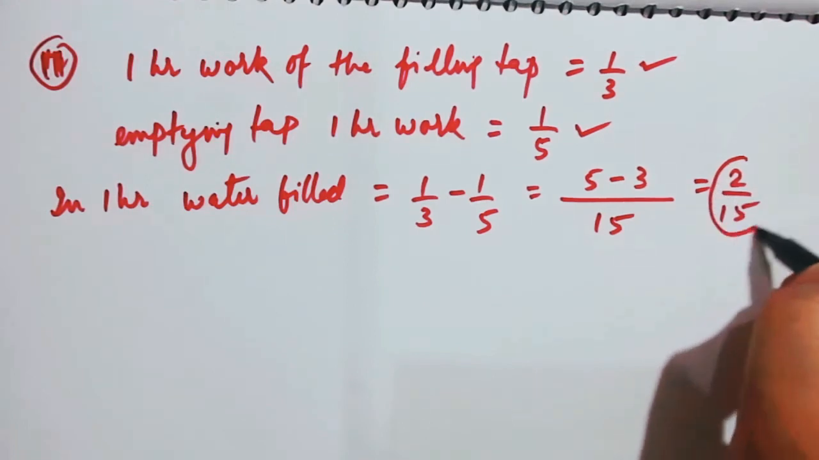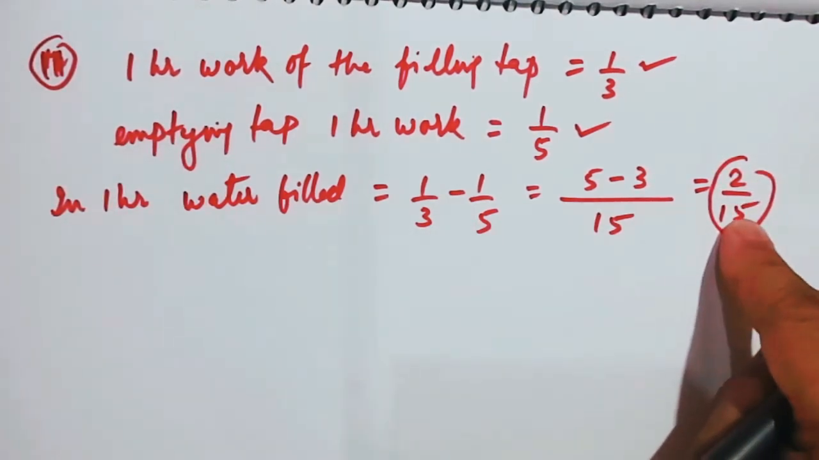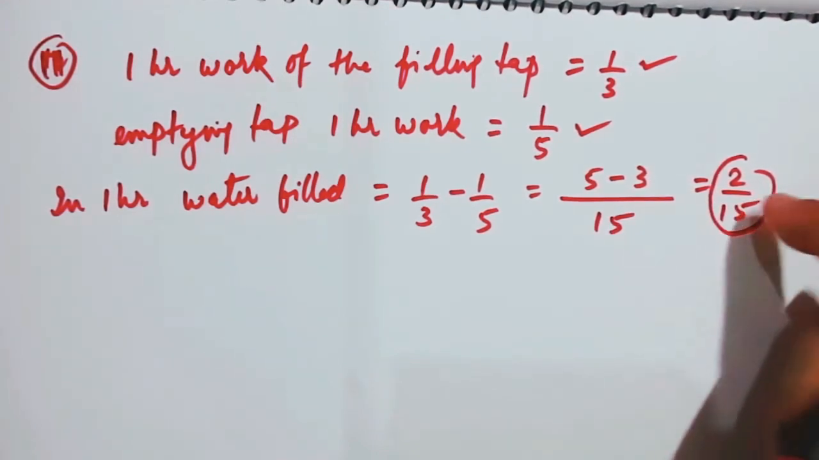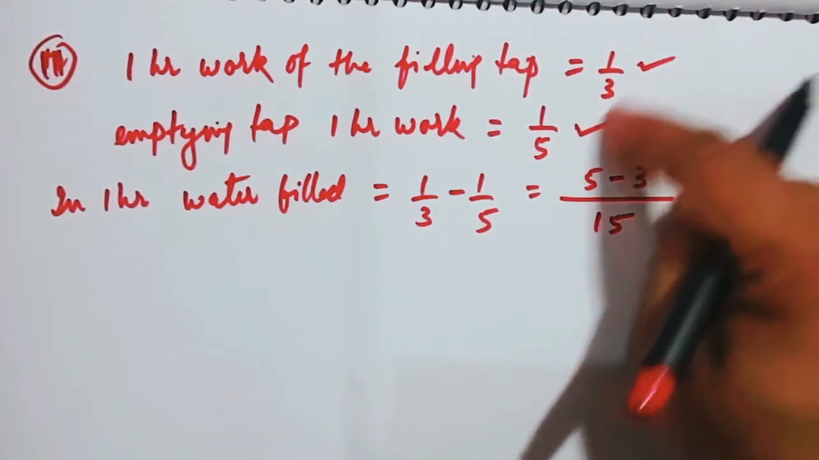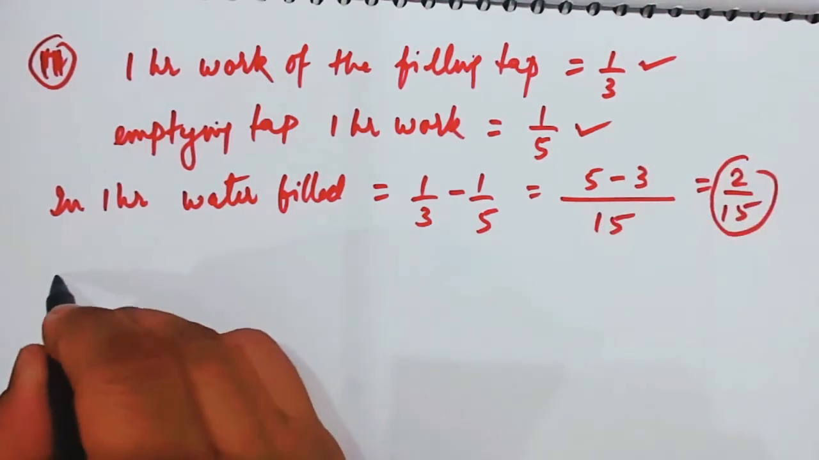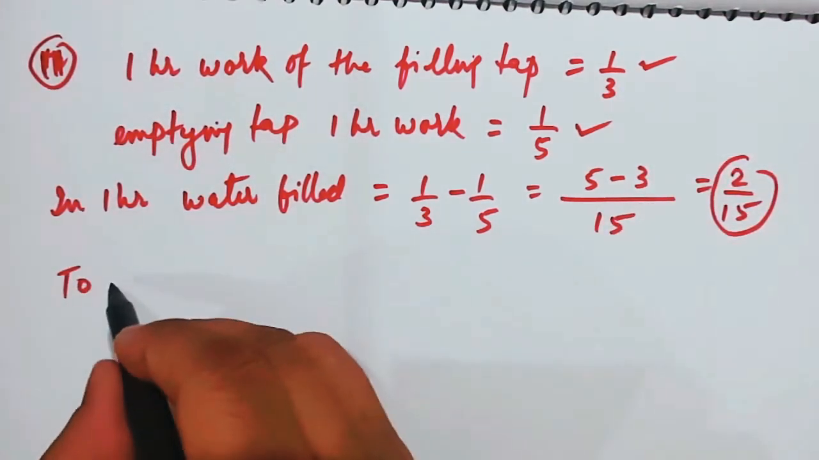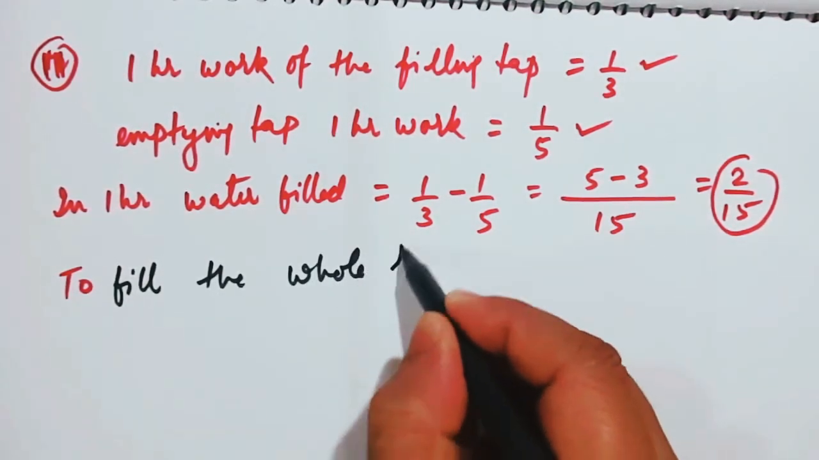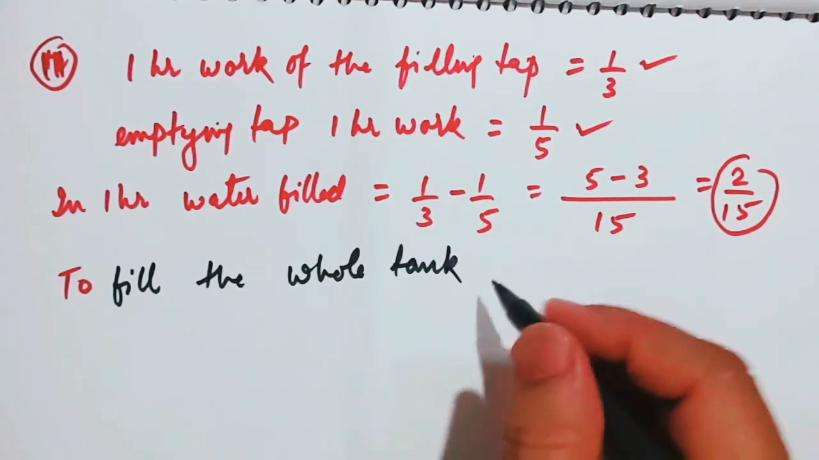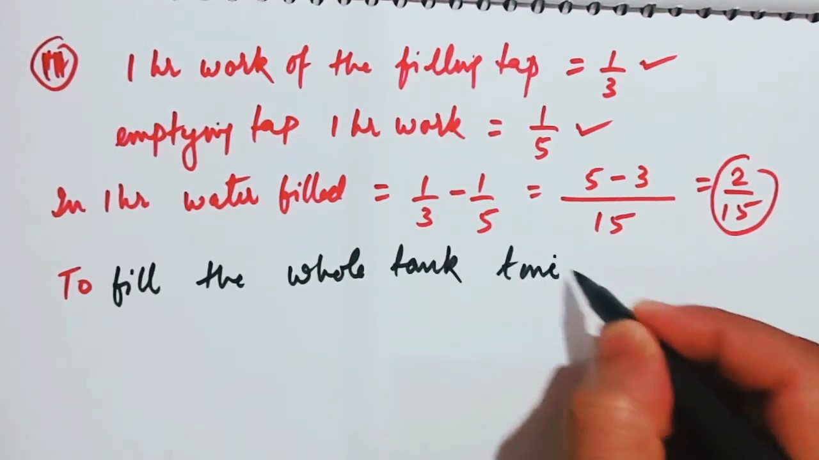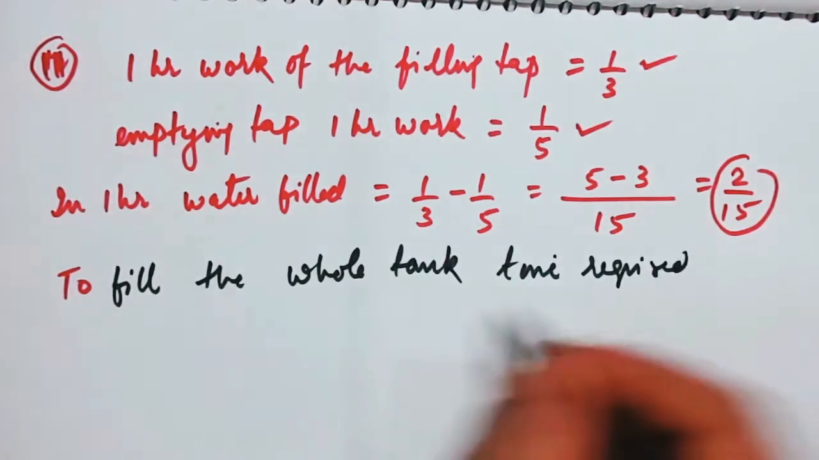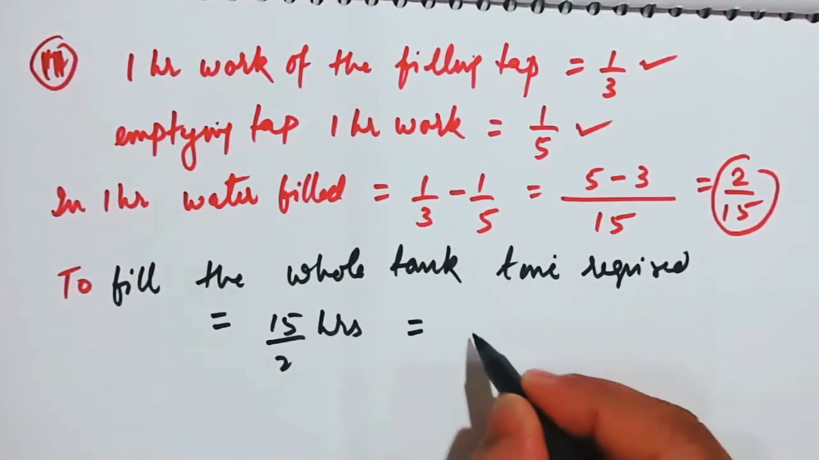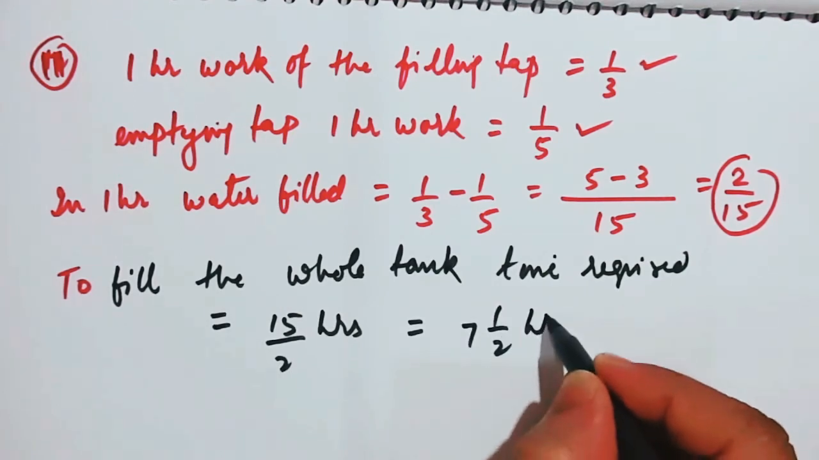2 by 15 is the fraction of the tank which will be filled when both the taps are opened. Therefore, to fill the whole tank, the time required will be equal to 15 by 2 hours. 15 by 2 hours means 7.5 hours.